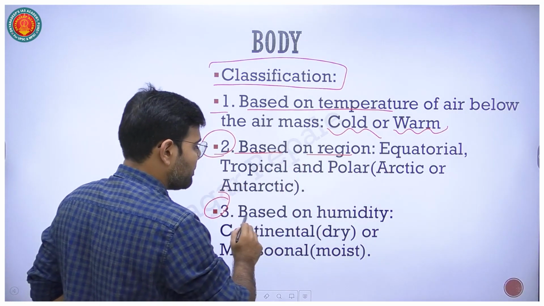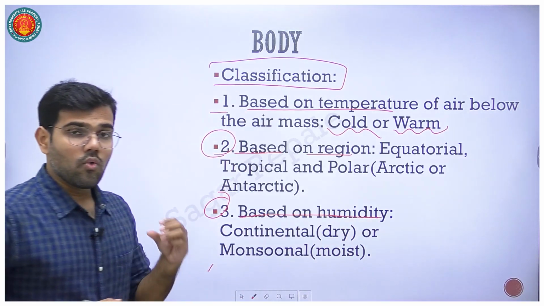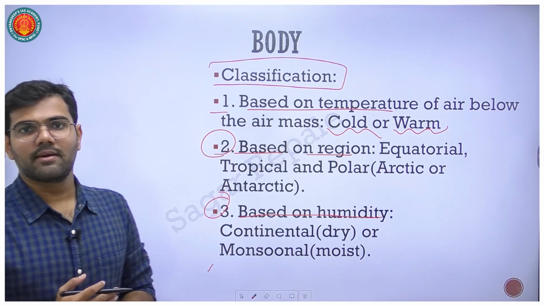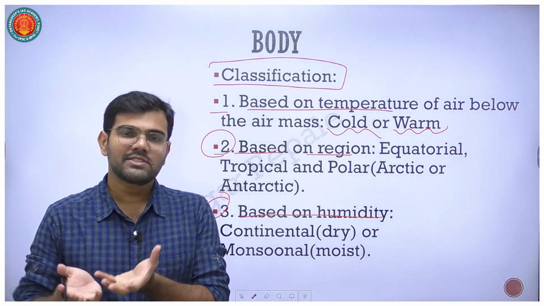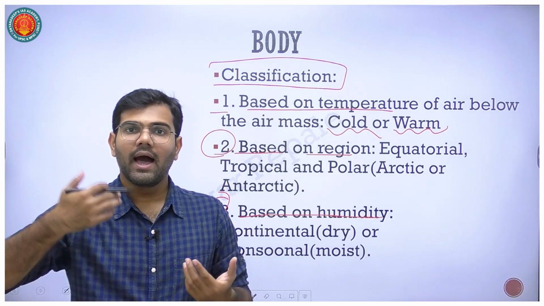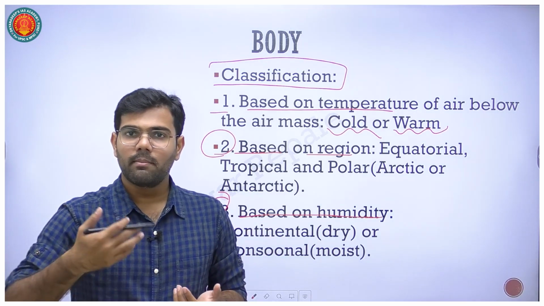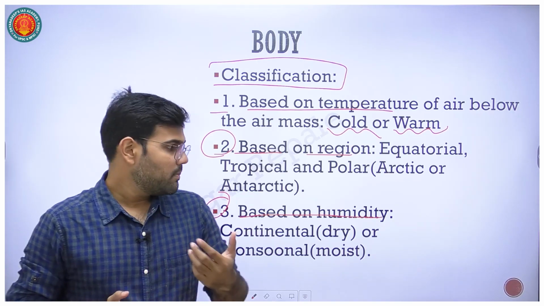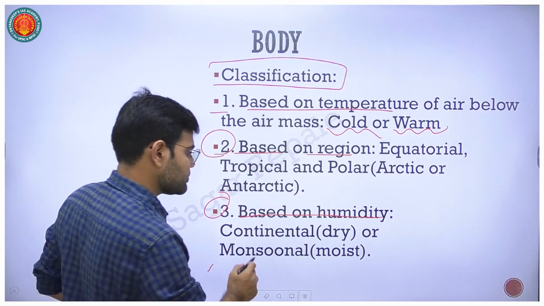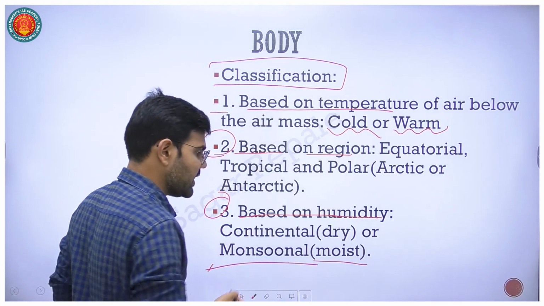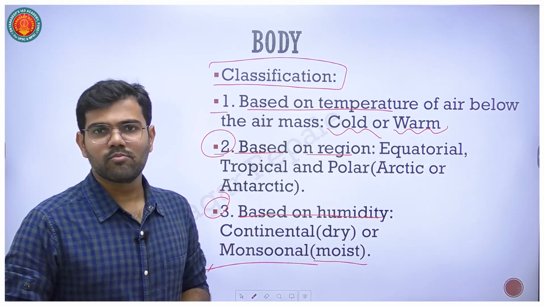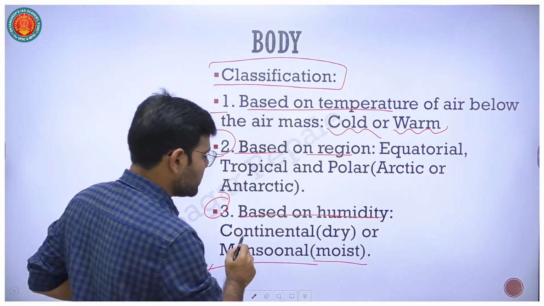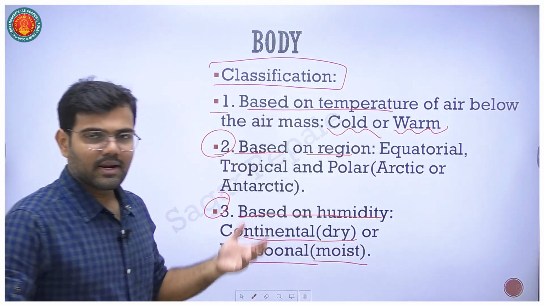Then third is what? Based on the humidity. So what is the humidity amount? Based on that, we can classify the air mass. Suppose that air mass is on the ocean, so due to the high evaporation, more humidity will be there. So that air mass will be called as what? Moist air mass, or what? Monsoonal air mass. So basically in India, we get monsoon from the air mass from the Indian Ocean. So monsoonal air mass, or the continental air mass, or the dry air mass.